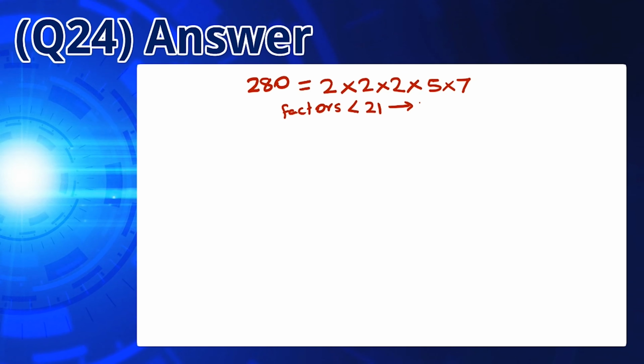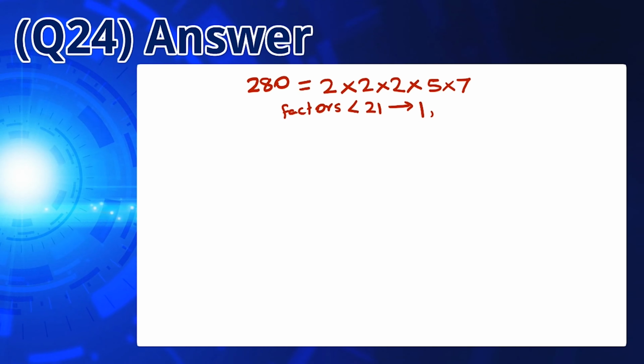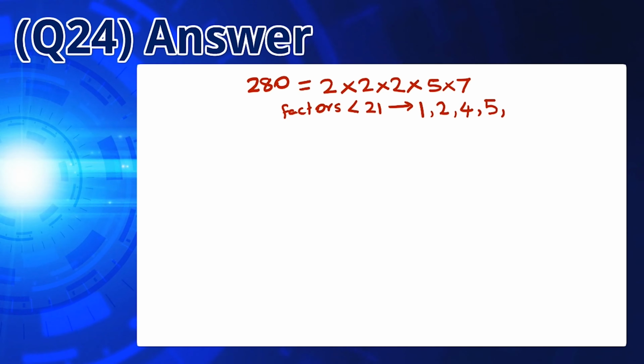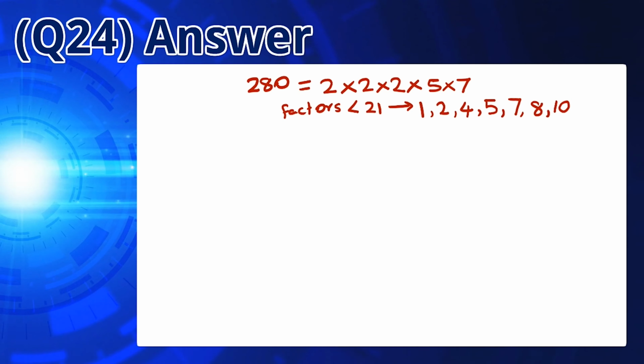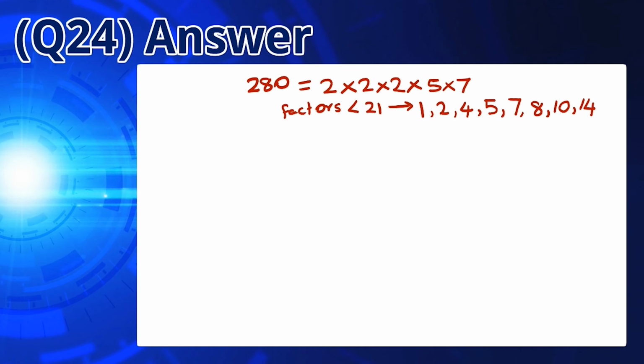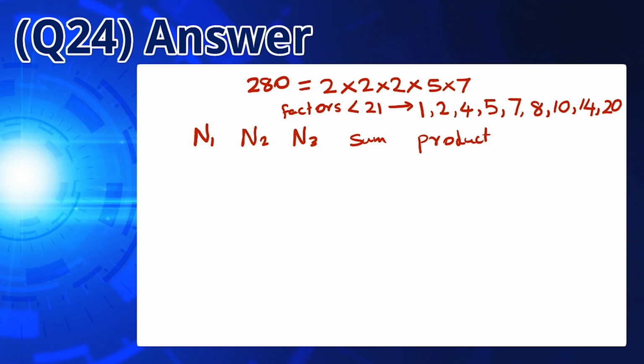The factors of 280 that are less than 21 are 1, 2, 4, 5, 7, 8, 10, 14, and 20. We can create a table to find the three numbers.